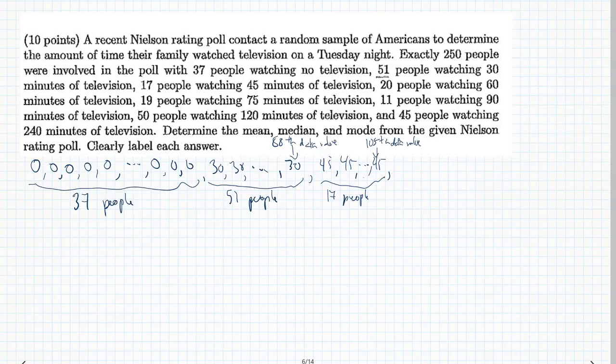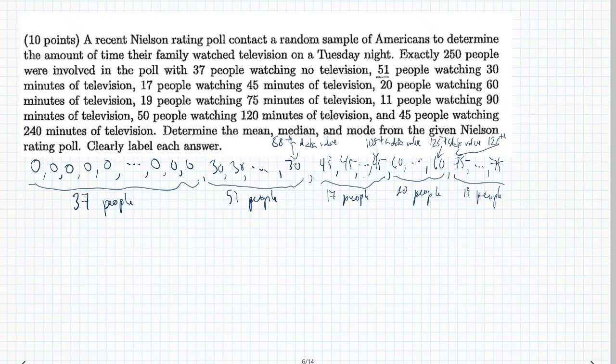Right? And then where do we go from there? 60. So 60, so on and so forth. There's 20 people here. So that's the 125th data value. And then we move on to 75 and so on and so forth, right? There's 19 people right here. And so this is the 126th data value.